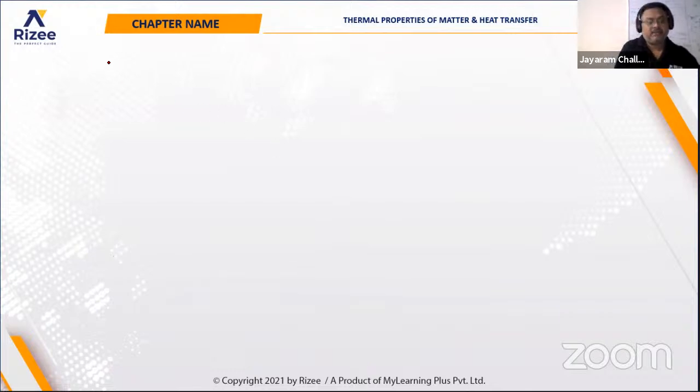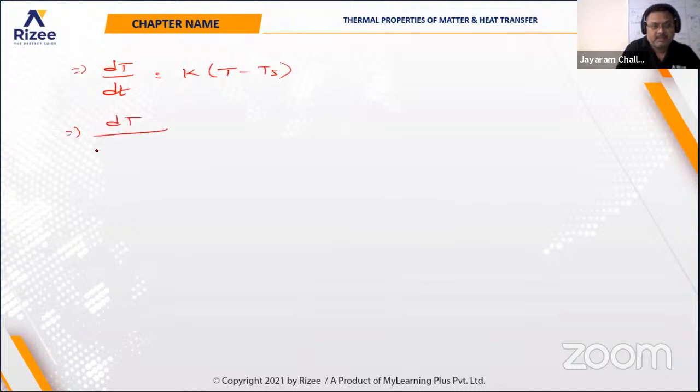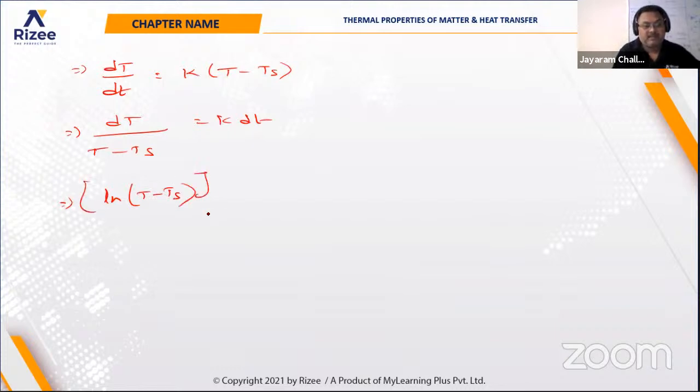According to Newton's law of cooling, you can write dT by dt is equal to some constant k into T minus Ts. If I rearrange this, dT by T minus Ts is equal to k times dt. Integrating this, it will be converted as ln of T minus Ts, with limits changing from T1 to T2, which is equal to k into the time interval, that is kt.